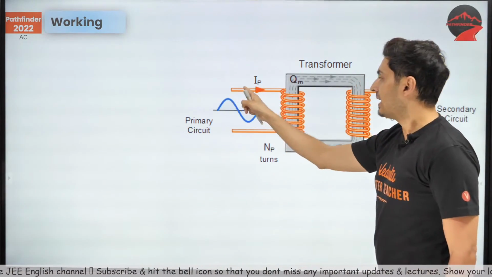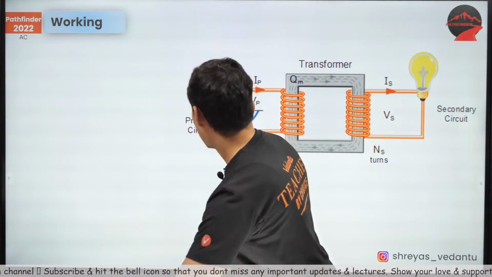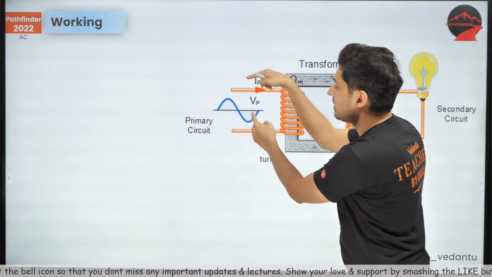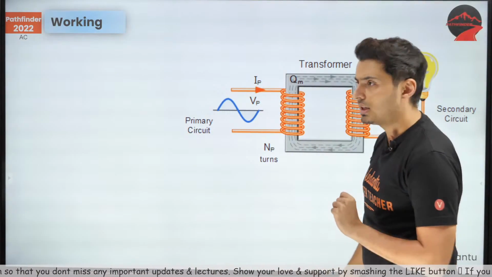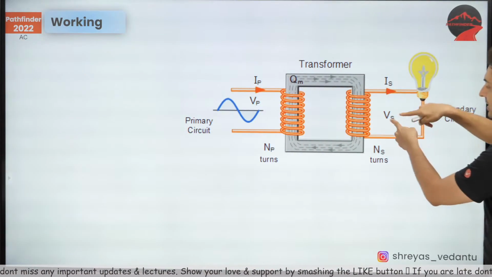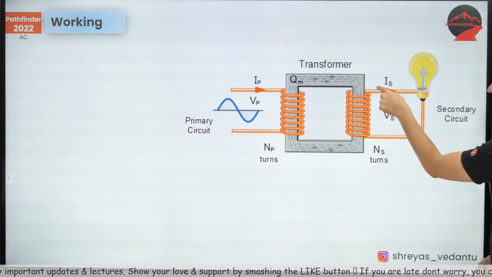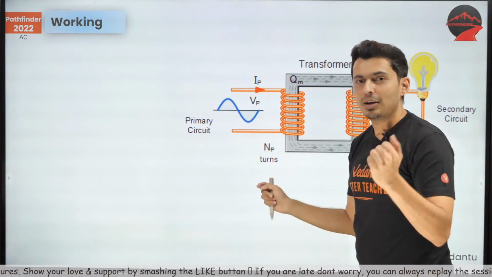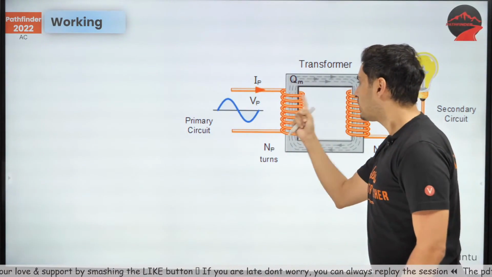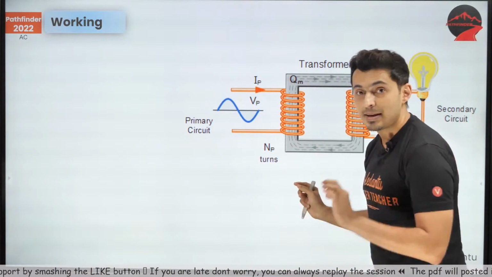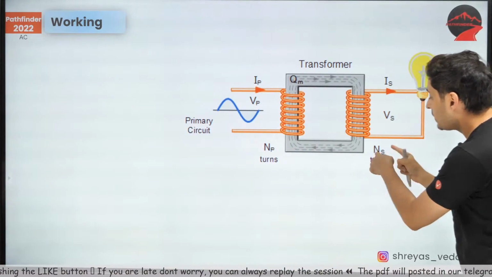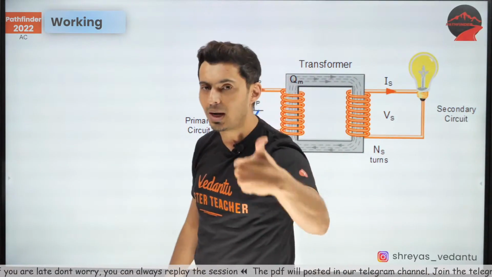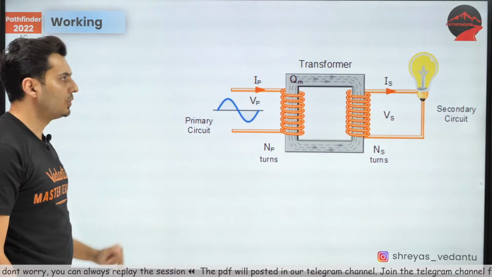You will see the current which flows in the primary side is called the primary current. The voltage which you apply over here is called the primary voltage. The voltage which you get outside is the secondary voltage. The current you get outside is the secondary current. And interesting thing, you need a coil, and a coil always has turns. The number of turns on the primary side is NP. The number of turns on the secondary side is NS. These are the terms which you need to understand. This is something which you should know.